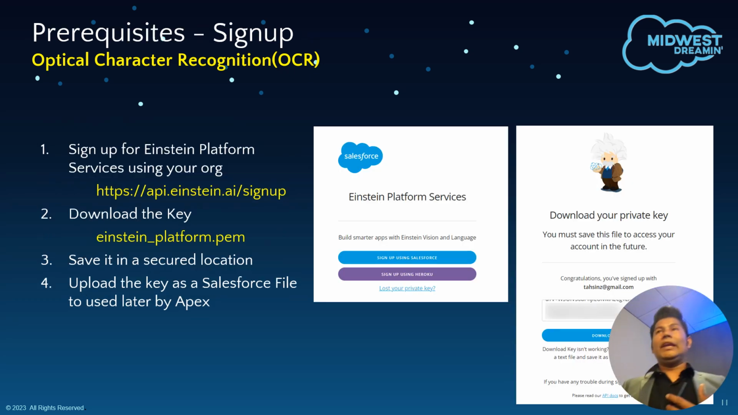So before we try to use Einstein, we have to sign up for that. It's not automatically inbuilt in your org. So in order to sign up, you can use Salesforce, or you can use Heroku to sign up. Both of them are Salesforce products. So I recommend using Salesforce.